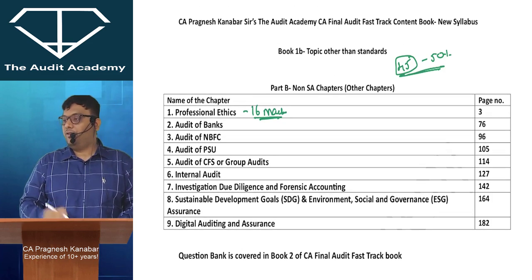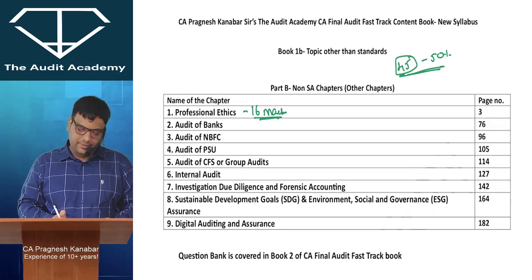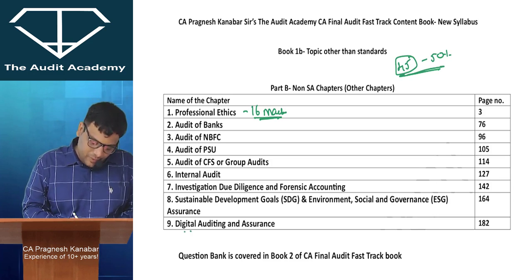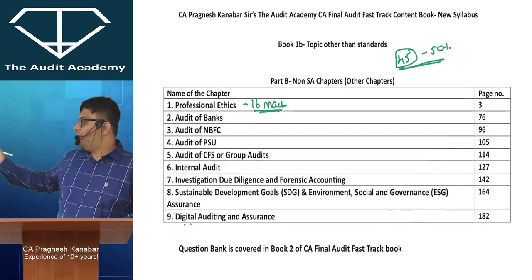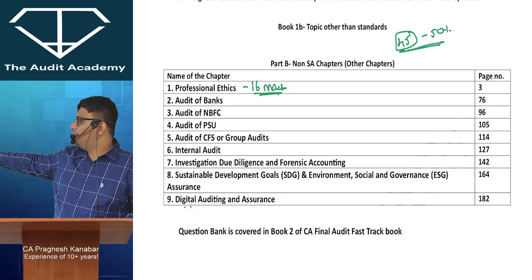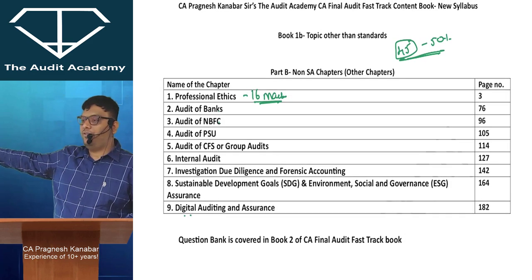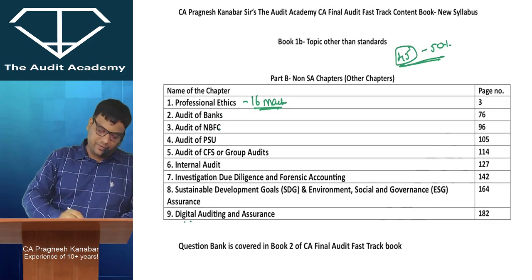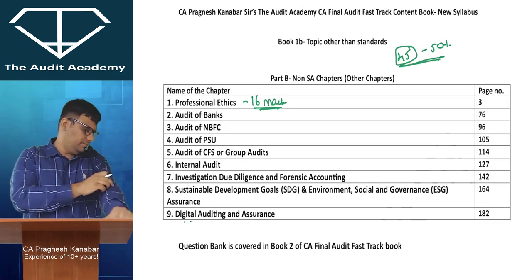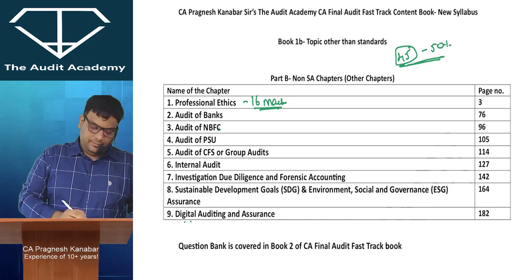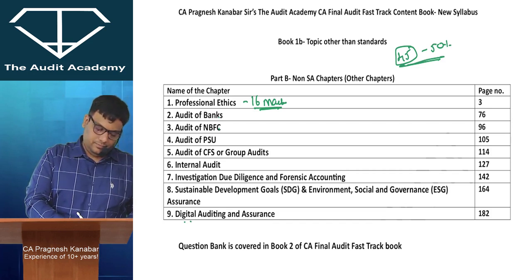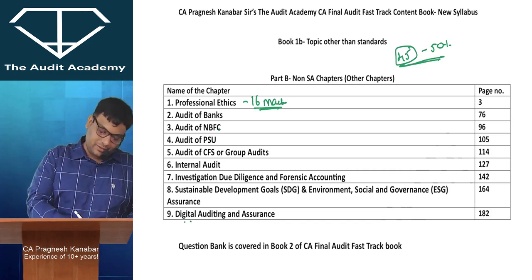So for non-essay, for all the 8 chapters, you see 9 over here because I've broken down this audit of banks and NBFC into 2 topics, because they have given it as one topic. I broke it down into 2. So for non-essay, you have 45 to 50% weightage, and professional ethics is 16 marks. So basically, you have to prepare everything.